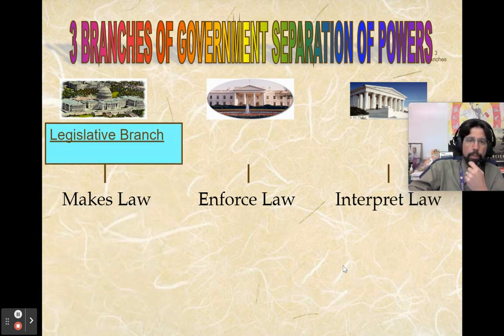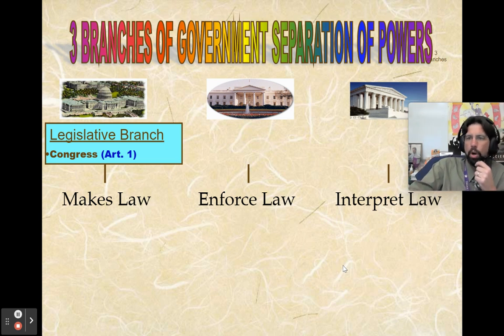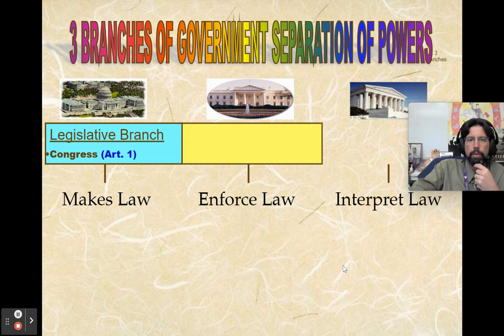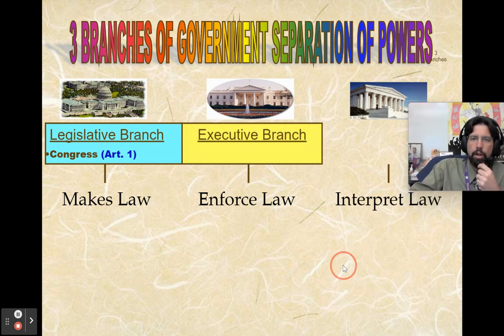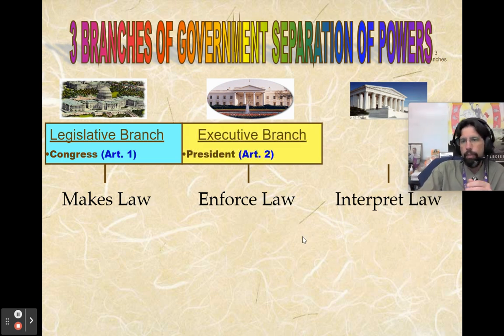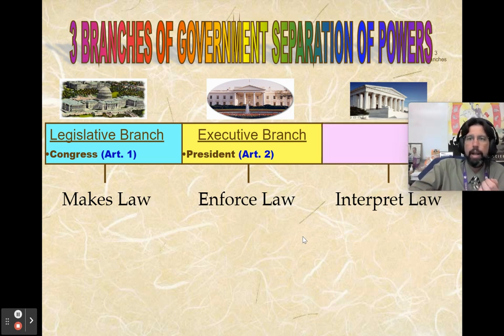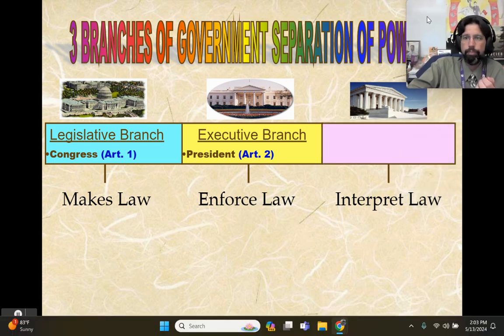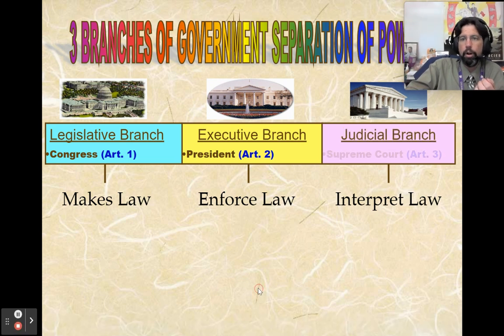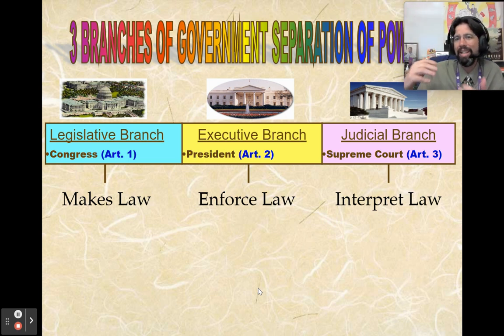Okay. So the legislative branch is actually referenced in the Constitution in Article 1. Everything in Article 1 is here's what Congress can do. The executive branch is in Article 2 of the Constitution. It says everything the president can do. And the judicial branch is in Article 3, which says everything that the judicial branch can do. So basically, all these things I'm about to tell you are things in the Constitution.